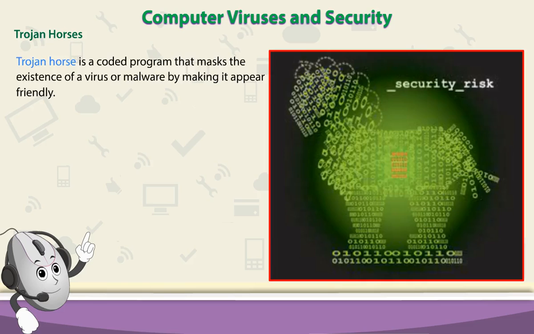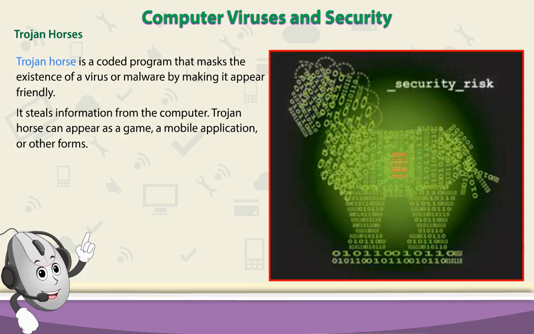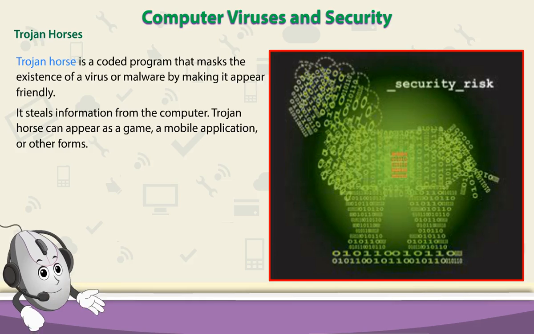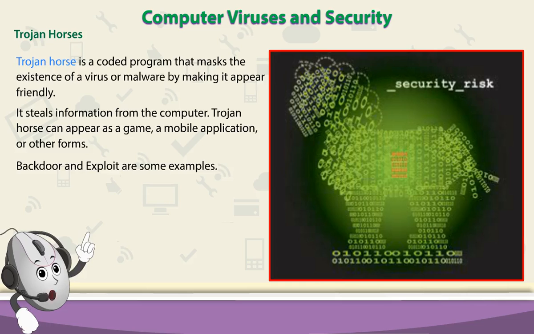Trojan horse. A Trojan horse is a coded program that masks the existence of a virus or malware by making it appear friendly. It steals information from the computer. A Trojan horse can appear as a game, a mobile application, or other forms. Backdoor and exploit are some examples.